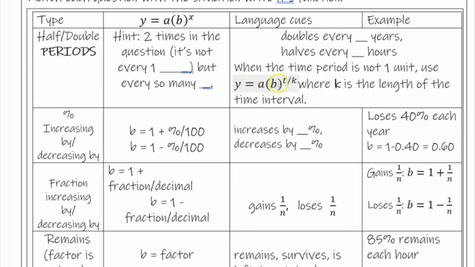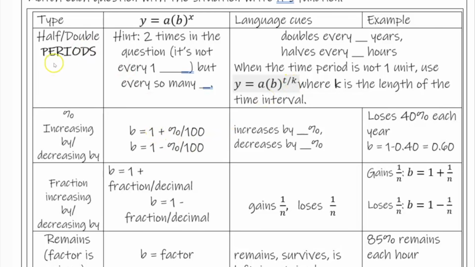What you're going to do is still use the exponential growth or decay formula, which is y equals a b^x, but you now know the time has 2 times in it. So you're going to have the regular time divided by k, which is the length of the time interval. So for example, if it says it doubles every 5 years, it'll be t divided by 5. So just the half-life or the double goes on the bottom, because now you're going to calculate that period.